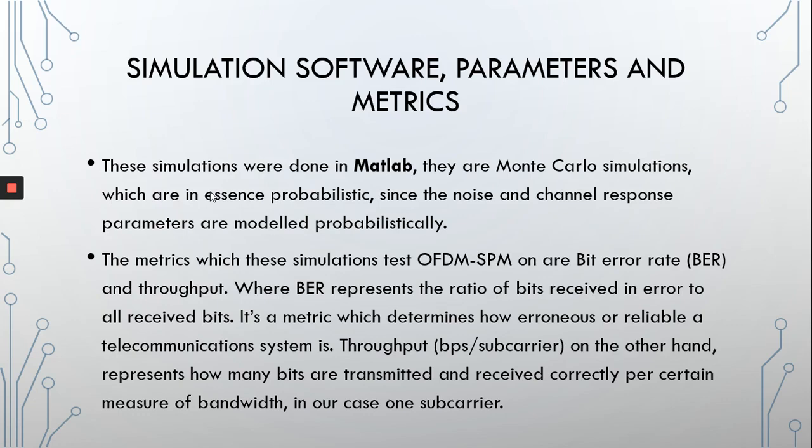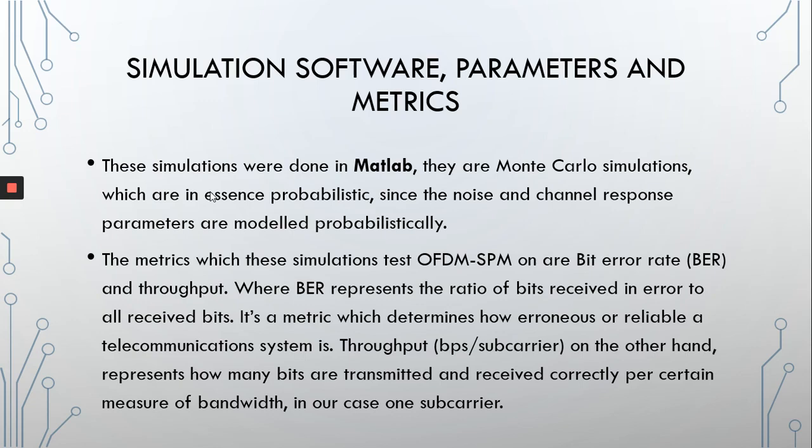So first of all, I'll just give you a small brief overview of the software we used and the nature of the simulations that we're going to do. These simulations were done in MATLAB, and they are Monte Carlo simulations. This means that they're probabilistic, since the noise and channel response parameters are modeled probabilistically and are continuously changing. The metrics which these simulations test the OFDM-SPM on are bit error rate and throughput, where bit error rate, or BER, represents the ratio of bits received in error to all received bits. It's a metric which determines how erroneous or reliable a telecommunications system is.